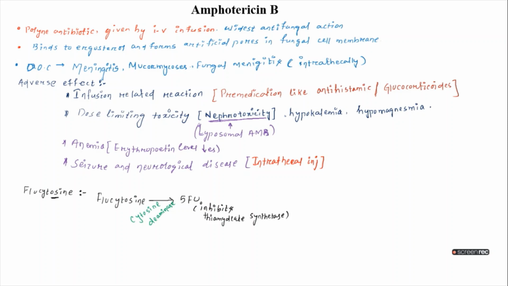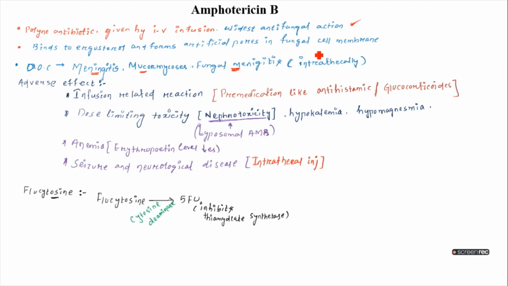So our first discussion is on Amphotericin B. As we know, Amphotericin B is a polyene antibiotic, and it is given by IV infusion because of its low oral absorption, and it has the widest antifungal activity. मतलब several species के ऊपर ये अपना fungal action show करता है. It basically binds to the fungal ergosterol and forms artificial pores on the fungal cell membrane, as I discussed previously. So it is the drug of choice in different fungal infections like mucormycosis and fungal meningitis.